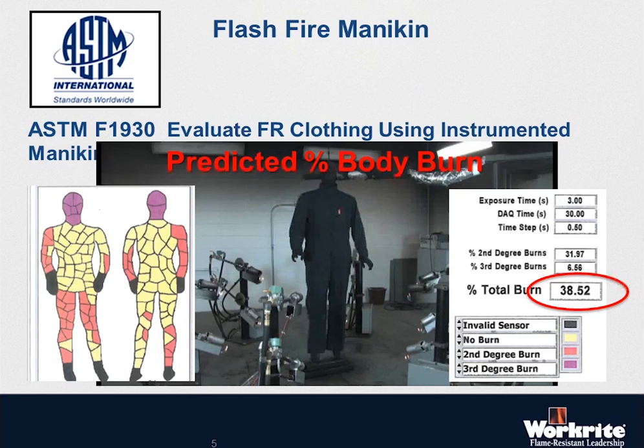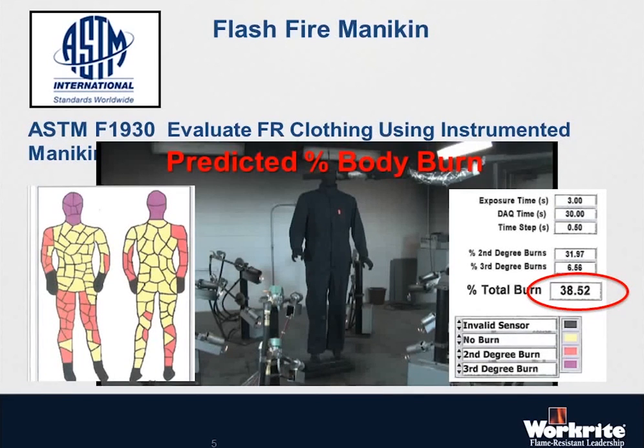And that's, generally, depending on which mannequin is being tested or which test site, going to be 6 to 7% of the body burn prediction based solely on the head, because it's unprotected. In this particular example, you can see I've circled 38.5. That's the predicted body burn percentage for this particular test run on this particular coverall fabric. So that's how that one's run.